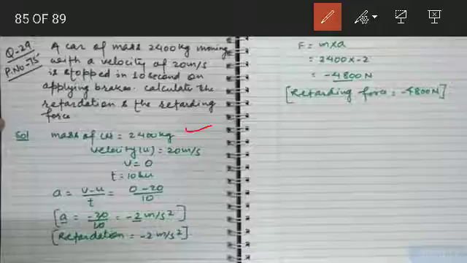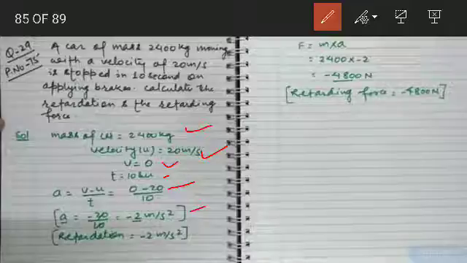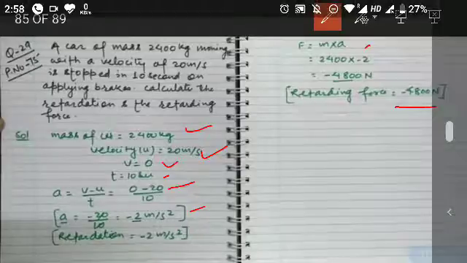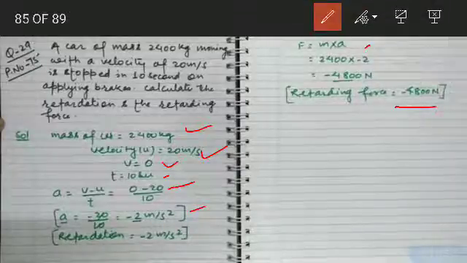So the mass of the car is 2400 kilograms. Its velocity is also given. And as the car comes to rest, the final velocity will be 0. Time is given, 10 seconds. Now first we will calculate the acceleration. It is negative, minus 2 meter per second square, since the car is coming to stop. Next we have to calculate the force. So force is equal to mass into acceleration. Placing the value of mass and acceleration, the retarding force is minus 4800 newtons.